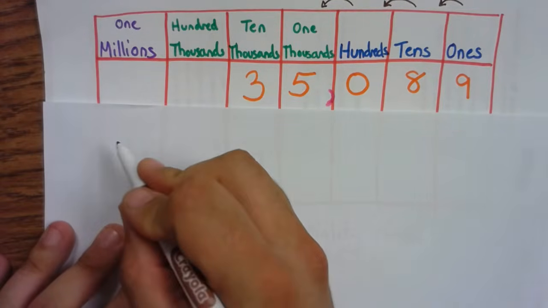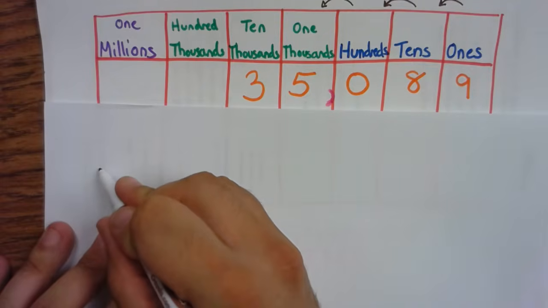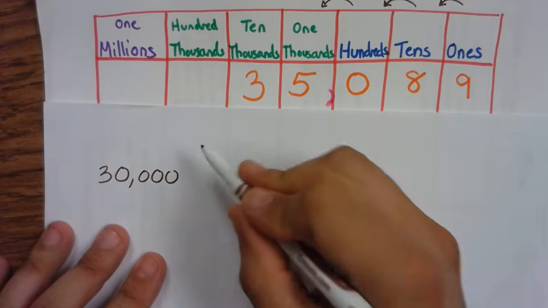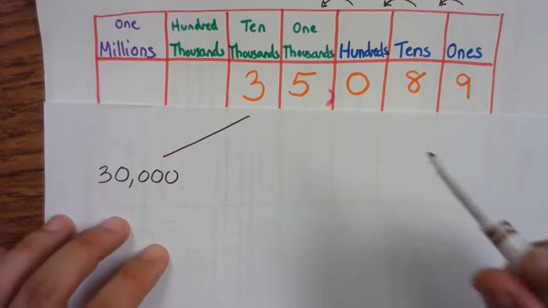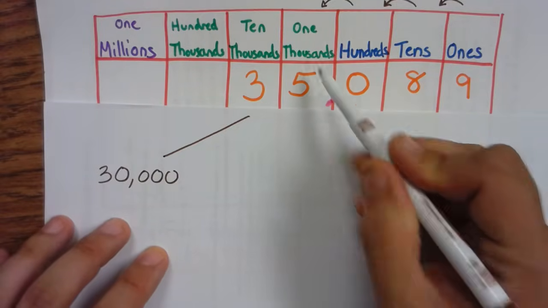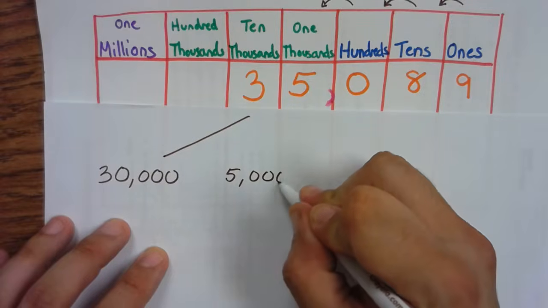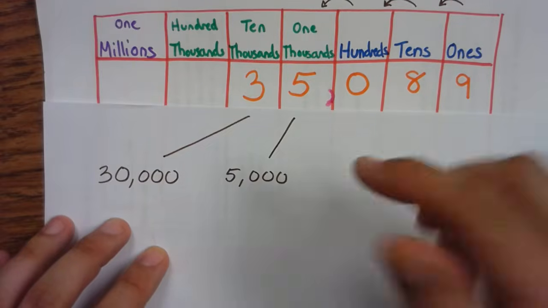So sure enough, I'm going to write that right here. 3 10,000s. Well, that's 30,000. That came from right here. Okay. 5 1,000. So that's the same as 5,000. And that came from right here. 0 hundreds.